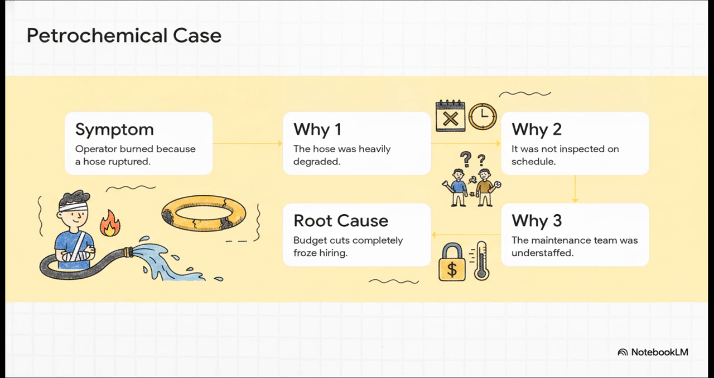Imagine an operator gets burned during a high-pressure wash. Why? Well, a hose ruptured. Why did it rupture? Because it was degraded. Why was it degraded? It missed its scheduled inspection. Why? The maintenance team was understaffed. Why were they understaffed? Because budget cuts froze hiring. See what we did there? We just peeled back the surface symptom to reveal a massive, systemic root cause.